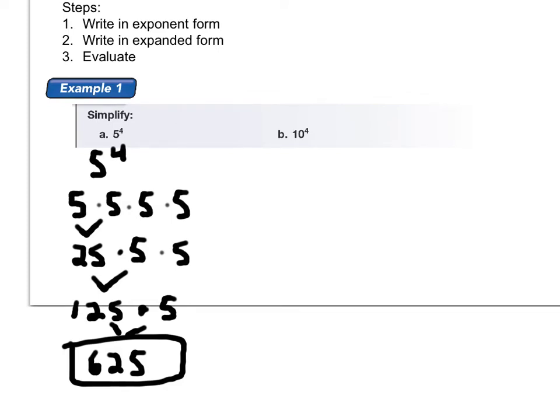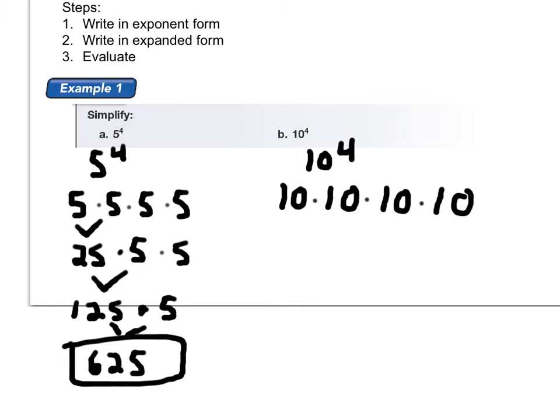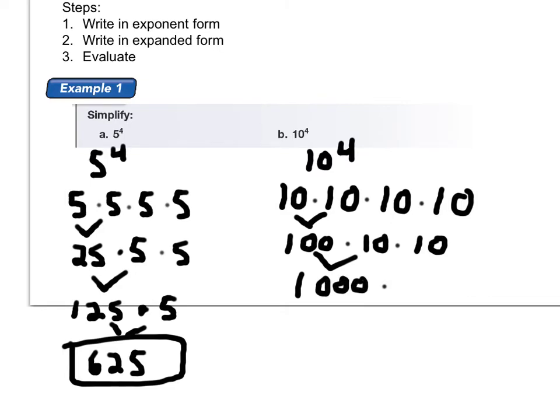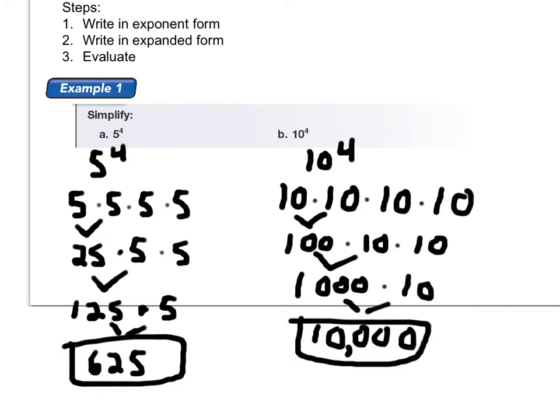Alright, so now let's do B. Again, rewrite it in exponent form, so 10 to the 4th power. Now, expanded form. The base is 10, so we're multiplying 10 together 4 times. And now we just need to multiply the numbers together. So, 10 times 10, that's 100. 100 times 10, that's 1,000. And 1,000 times 10, that is 10,000. There's our answer. Okay, let's go to some more examples.